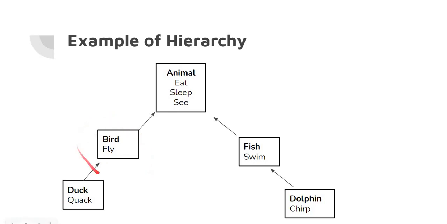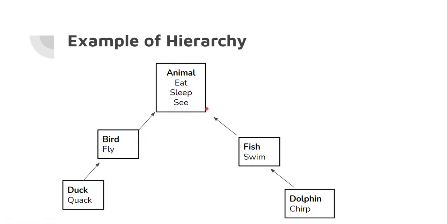Then you have the Bird class, which extends Animal because there's an arrow, and inherits all these. The bird can eat, sleep, and see. But then you can specialize, and bird can also fly. Extending Bird is Duck, a more specific bird. It can also fly, eat, sleep, and see. But what's unique is it has its own quack method, because not all birds can quack and not all animals can quack. Also, not all animals can fly. So this is why you put this in here.